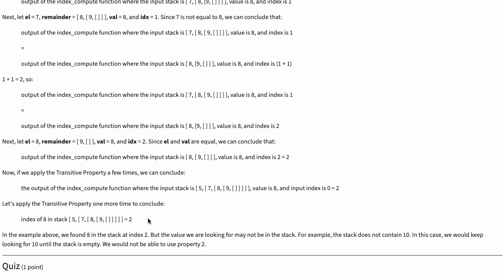In the example above, we found 8 in the stack at index 2. But the value we are looking for may not be in the stack. For example, the stack doesn't contain 10. In this case, we would keep looking for 10 until the stack is empty. We would not be able to use property 2.